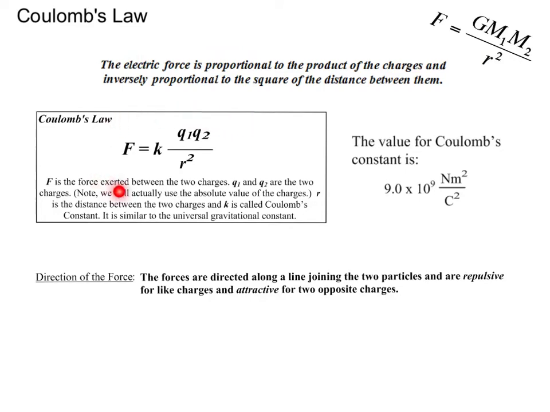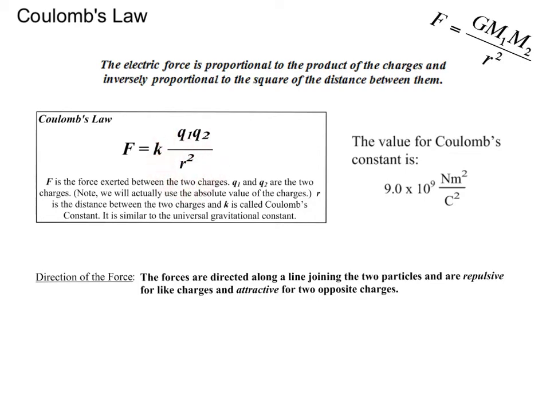So this gives us Coulomb's law equation, where the force between charges is equal to K, a constant that's called Coulomb's constant. The value for Coulomb's constant is 9 times 10 to the 9 newton meters squared over coulomb squared. We've got Q1 and Q2, those are the two charges that are next to each other, and the distance between them.